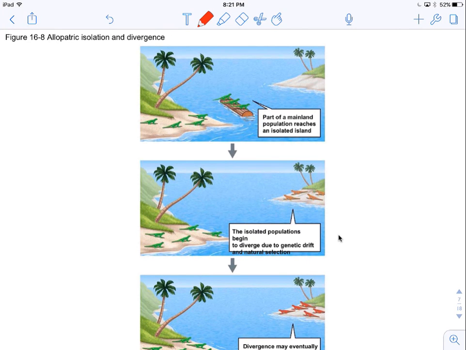Here's an example. Some little lizards hopped on a log. It floated over to the other island, and now they're separated by this water. Now they diverge due to genetic drift, and eventually you get two species of lizards. And this is what happened on Galapagos.